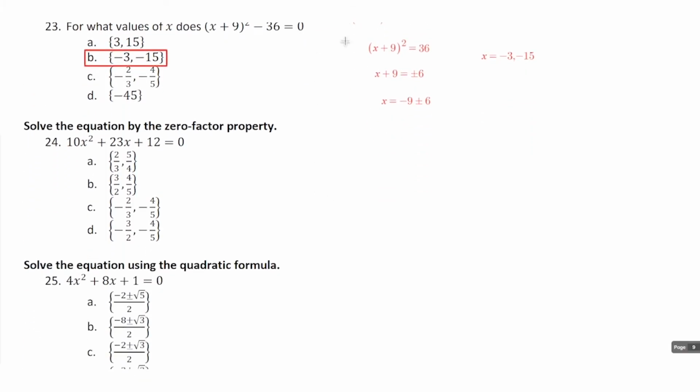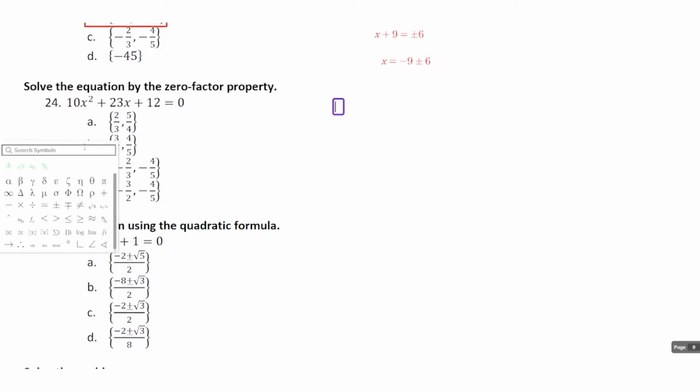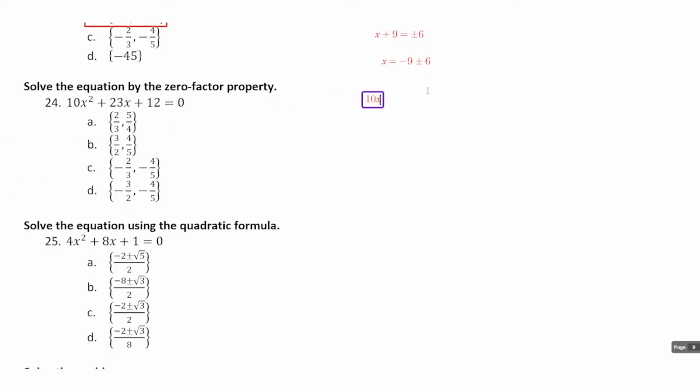Number 24 wants us to solve using the zero factor property. And so we will go ahead and factor this. But 24, 25, these problems can also be solved by just plugging in the answer choices into x. So don't forget about that strategy. But yeah, so here we want to factor. So we've got 10x squared plus 23x plus 12 equals 0. So we want to try to factor this into a pair of binomials here. So I'll just set up my binomials. And here I'm going to do a little guess and check. I need that first term to be 10x squared.